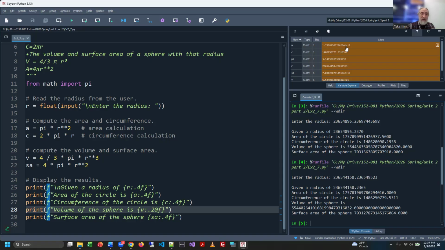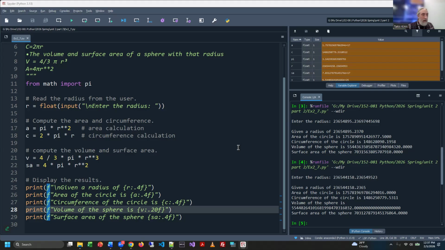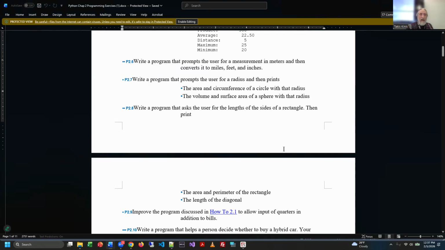So it does go to deep levels of precision. All right, our next exercise here is exercise 2.8. So I'm going to go back to the document here, wherever, okay, there it is. Just took a moment to load. And this one says, once again, very similar.